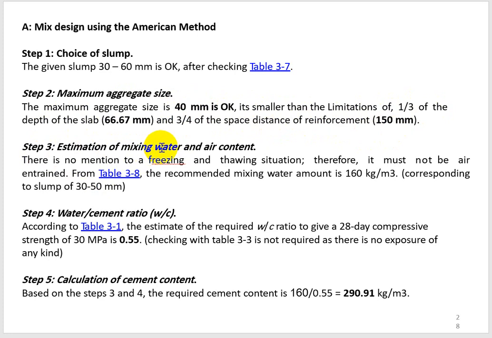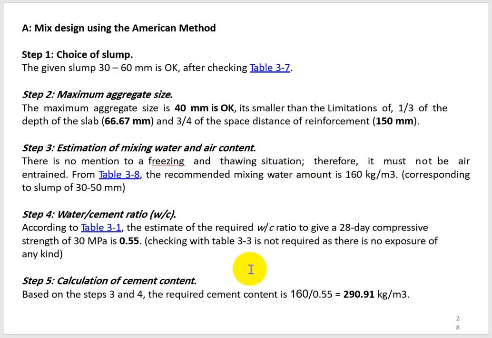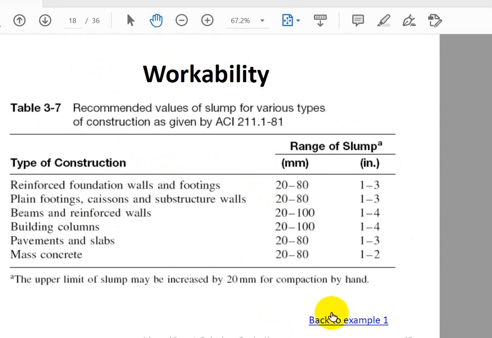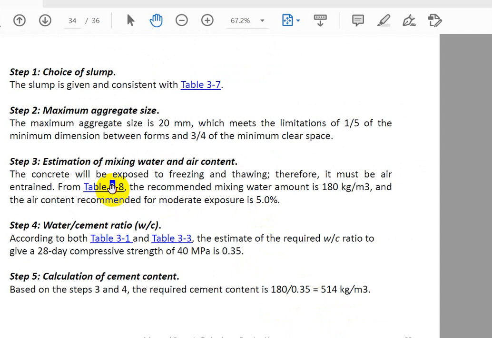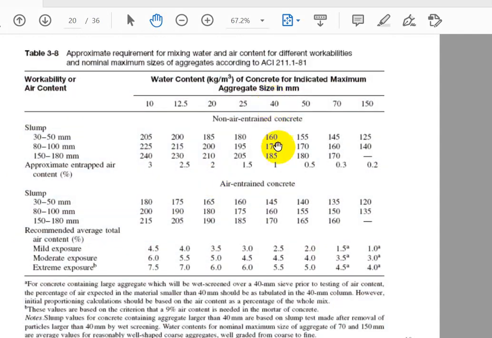Then we go to the mixing water, and because there is no mention of freezing and thawing in the example, there is no exposure of any kind. In that case, if we go to that table, we have the aggregate size as 40. It is non-air entrained because there is no exposure of any kind. And then we can have the slump.